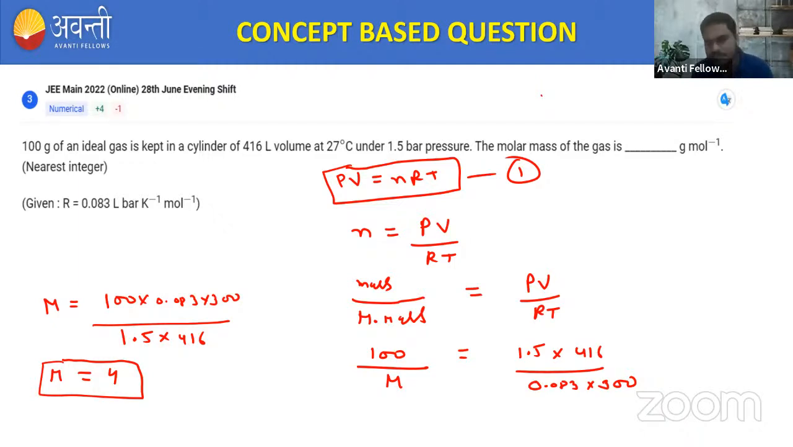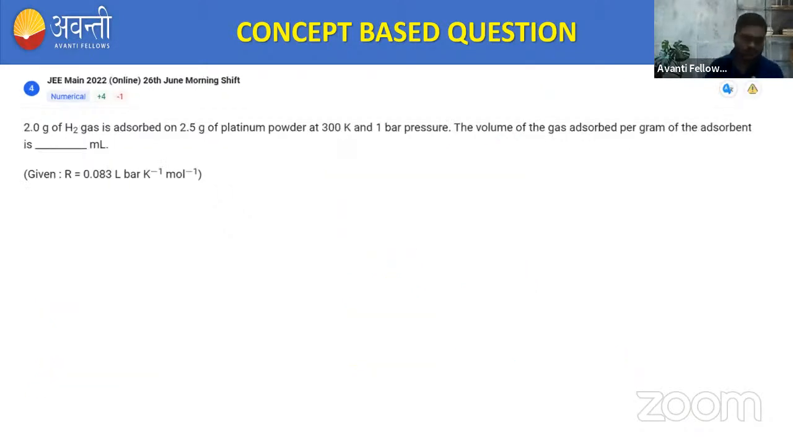Did anyone get 4 gram? Any one of you who tried to solve it, did anyone get 4 gram? Okay, move to the next question.